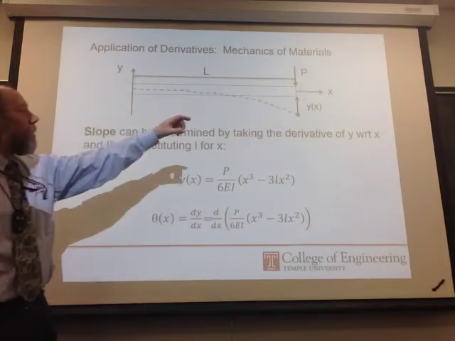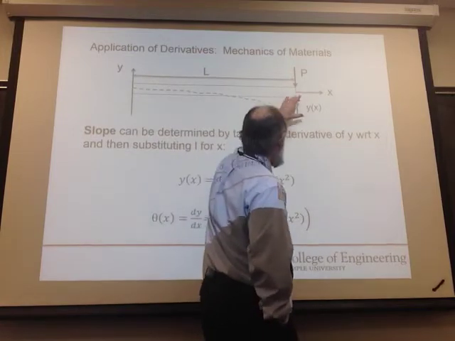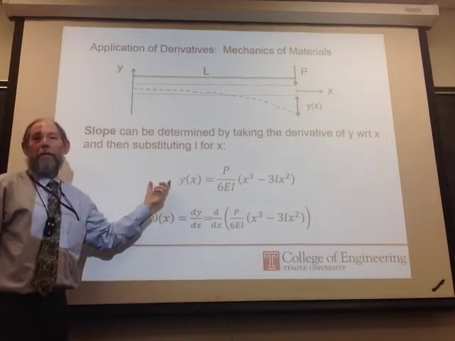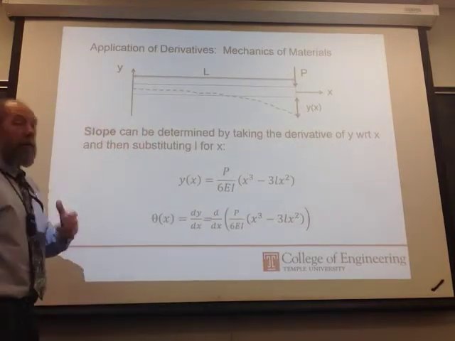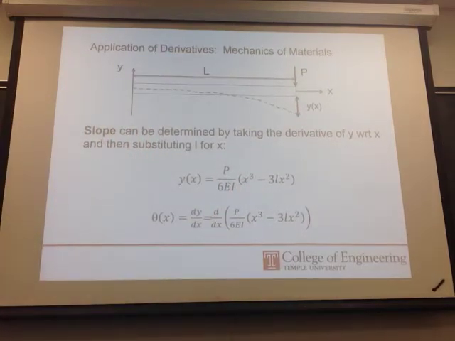So what's the slope of the beam at that point? Go back to your original equation. Take the derivative. Now remember I said the derivative of a constant is 0?